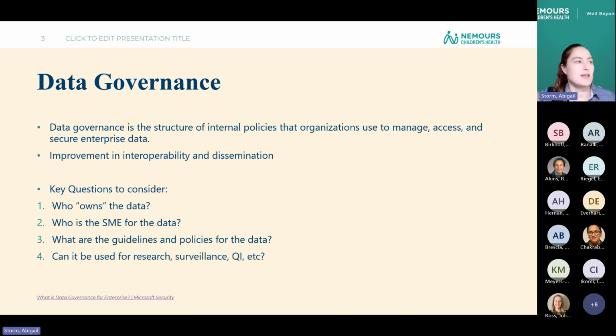So the main thing is it's the structure and internal policies that an organization or a group uses when they manage access and secure data. And these are things that you should be able to establish and answer, even within your own data for data governance. Is who owns the data? Who's the business owner? Who is the SME? So subject matter expert for the data.